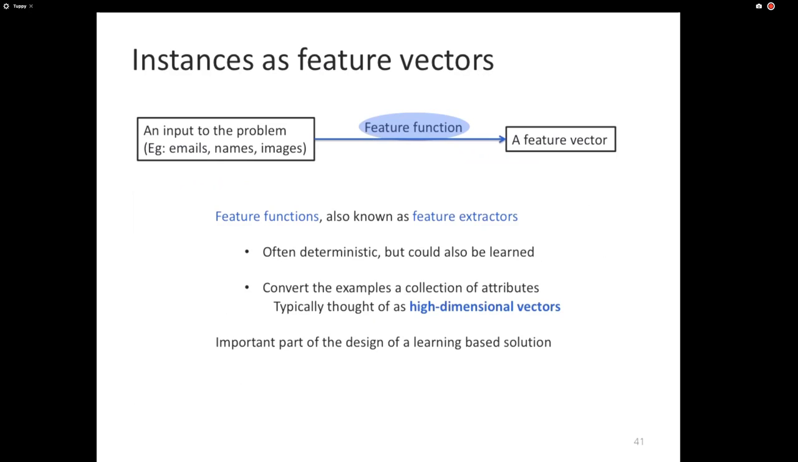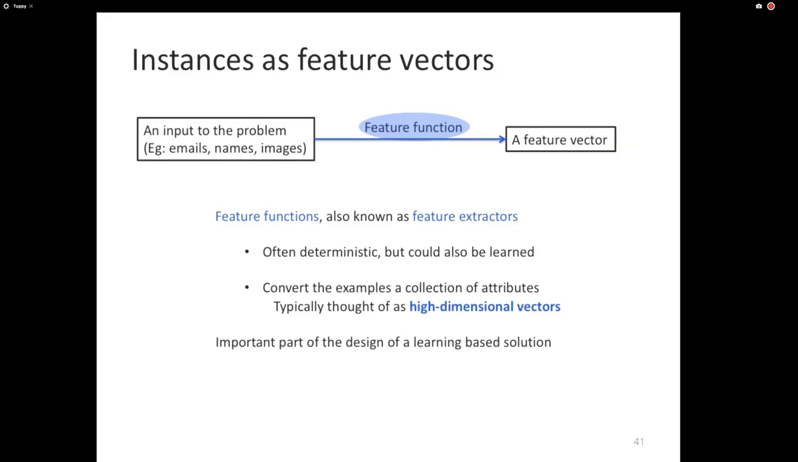The design of features and the choice of the features that you use for a learning problem is an incredibly important design choice. Because if you get the right features, learning is actually super easy. If you get the absolute wrong features, learning can potentially be impossible. How do you know whether you got it right? I don't know. You try.